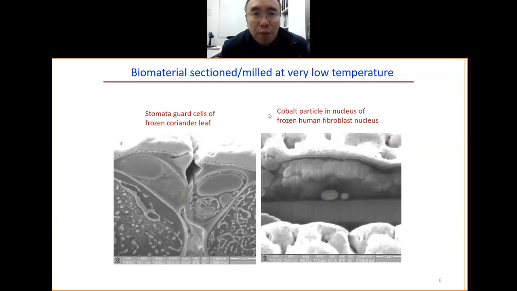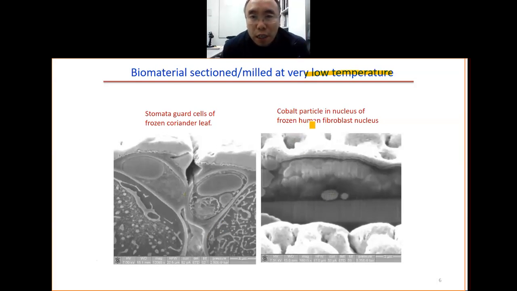So we can also image biomedical biomaterial. This one is a cell. This is the stomata guard cells of the coriander leaf. So how to do this kind of cross section? It has to be done at liquid nitrogen, very low temperature. At the liquid nitrogen temperature, everything is solid, it's frozen. You can use ion beam to cut it. Then you can do the ion beam imaging or electron beam imaging.